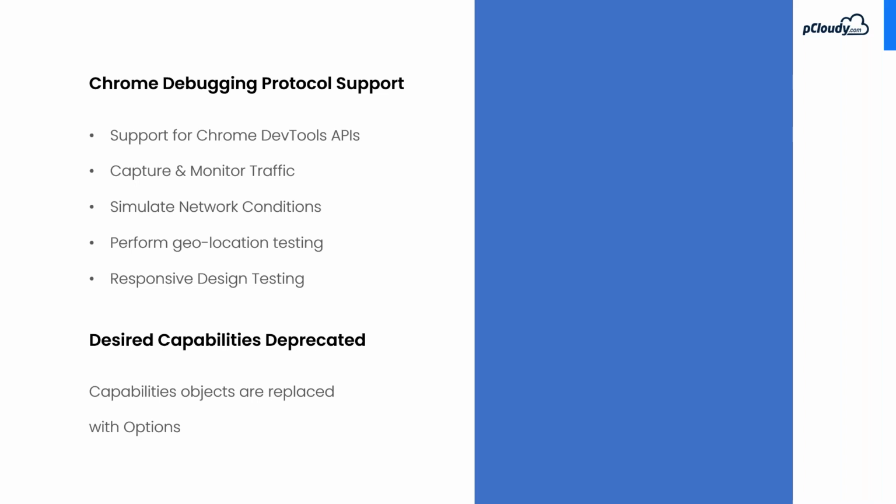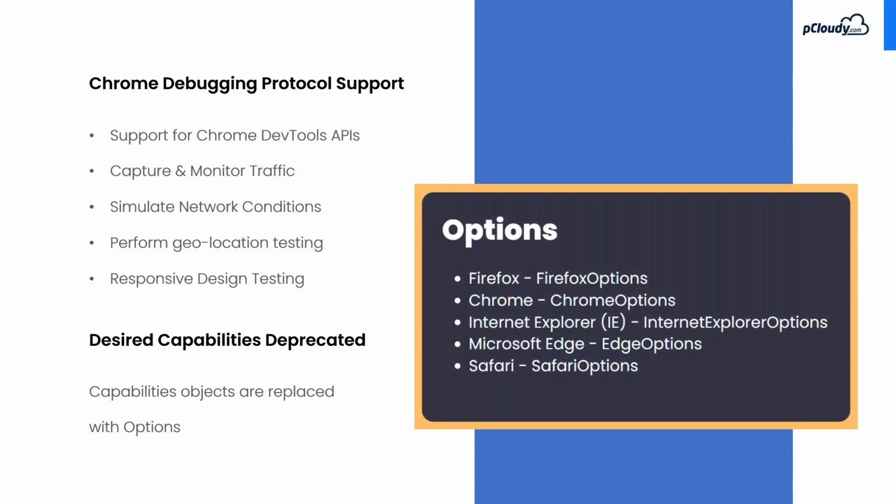So now these capabilities objects are replaced with option classes. There are certain option classes for all the different browsers. We have Firefox options class for Firefox, Chrome options class for Chrome, and similarly for IE, Microsoft Edge, and Safari. So these are some of the new enhancements added as part of this. Let's now focus on our next slide and the demonstration part.